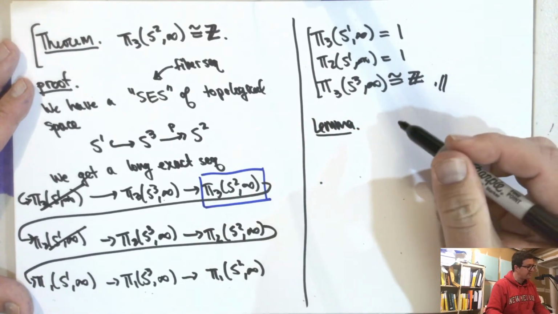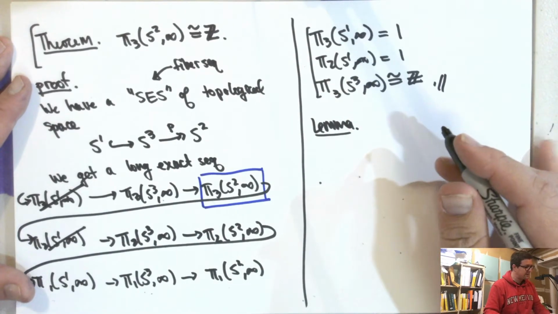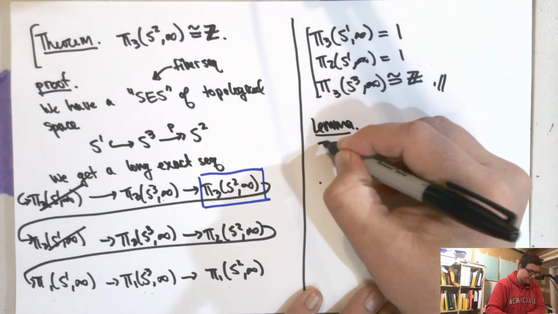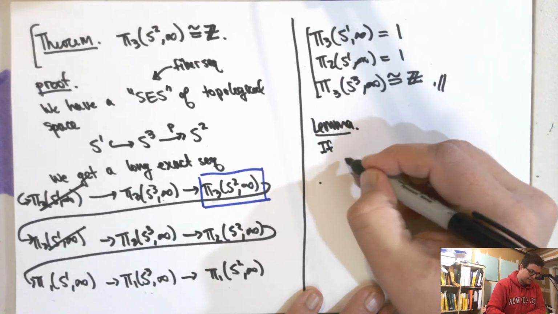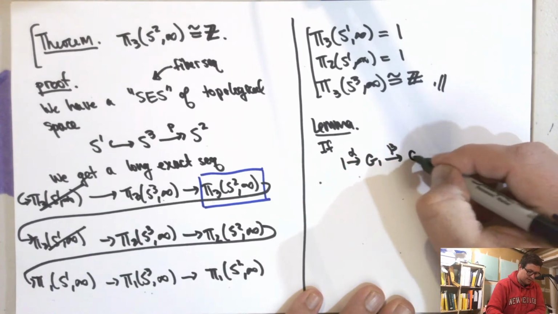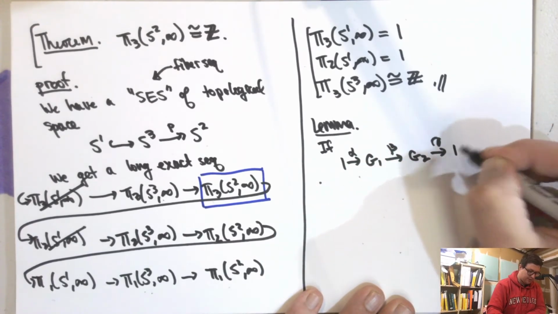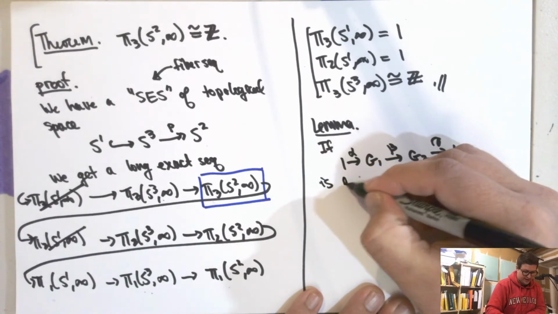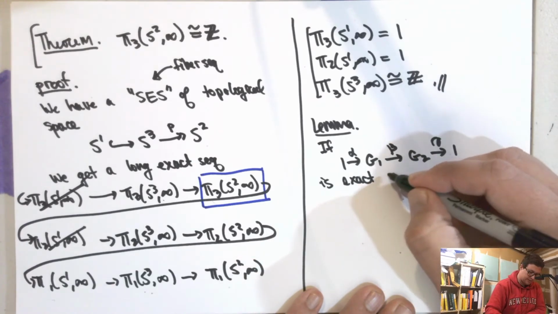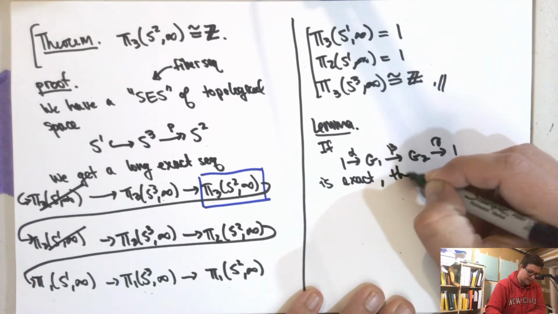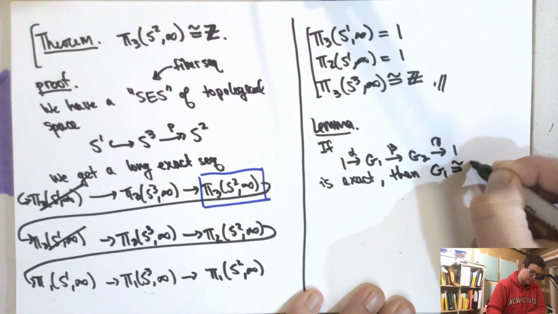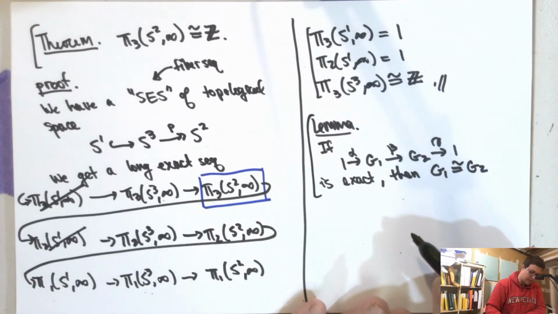Okay, maybe you haven't seen these exact sequences before, but I'll repeat this in the definition. If we have an exact sequence like this of groups, 1, G1, alpha, G2, beta, gamma, 1, that is exact at G1 and G2, then G1 is isomorphic to G2. Okay, so here's the proof.